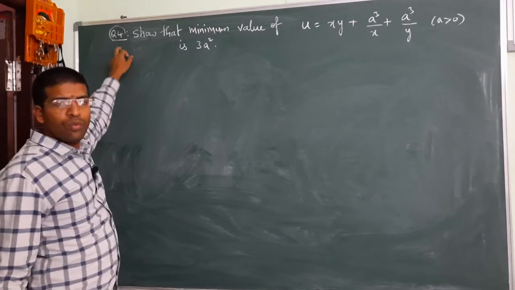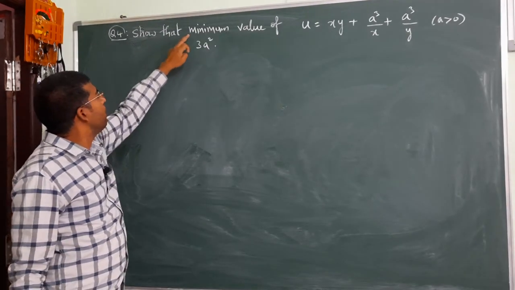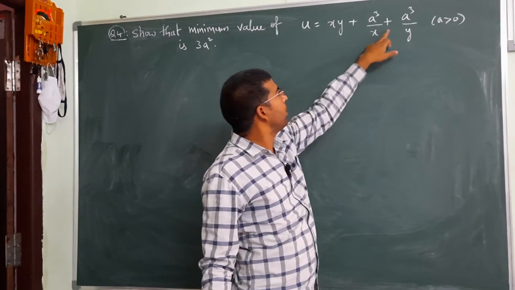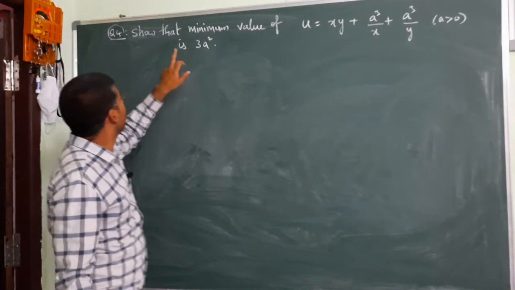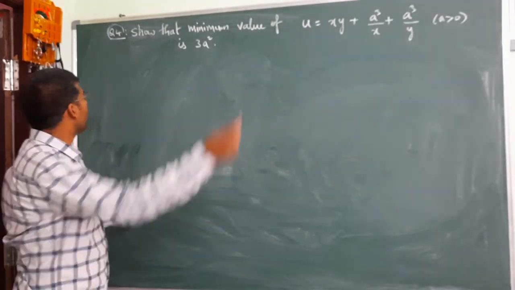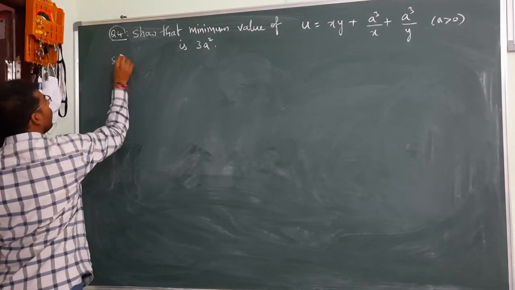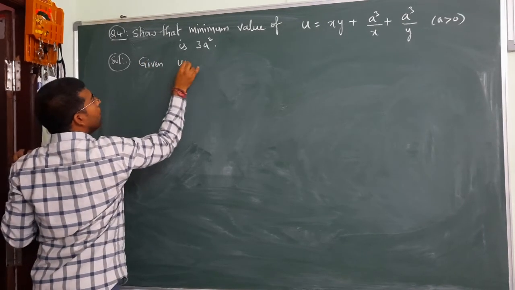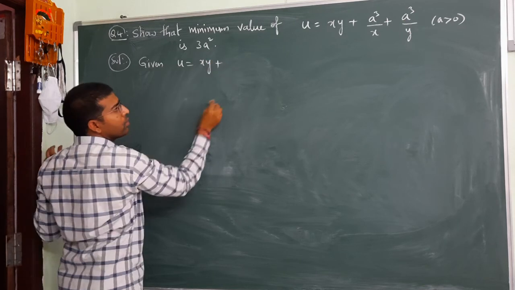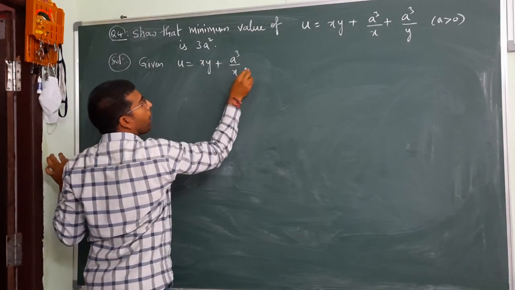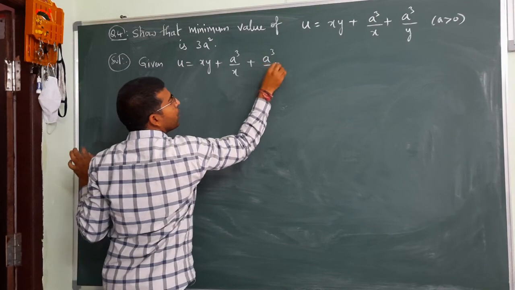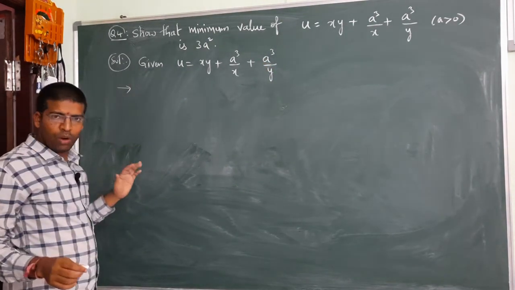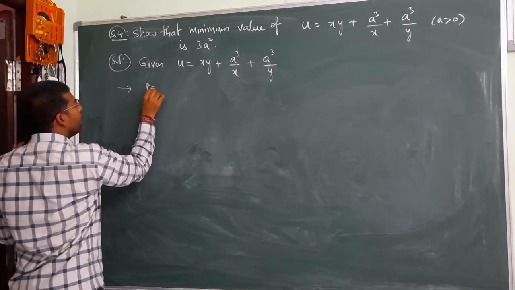So we start the fourth problem. Show that the minimum value of the function u is equal to xy plus a cube by x plus a cube by y, where a is positive, is 3a square, okay? Now start the solution. What is given, sir? Given u is equal to xy plus a cube by x plus a cube by y, okay? This is given. Now in step 1 we need to find what? P, Q, R, S, T.